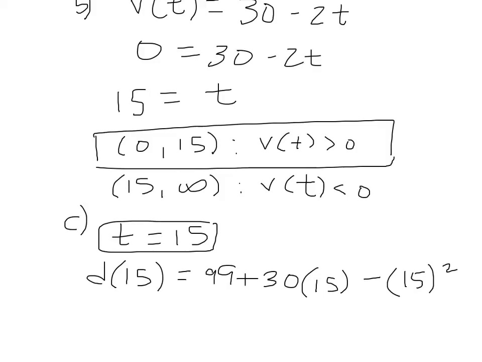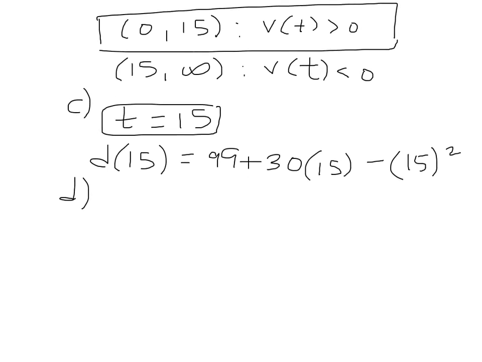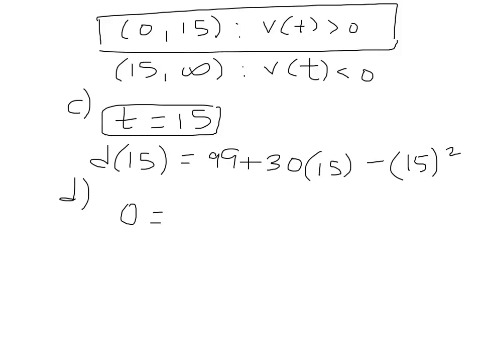We're good? Anything else? When will he be back down at the bottom of the hill? Part D. If you're back down at the bottom of the hill, what do you know? Zero. Your position away from the bottom of the hill would be 0. So all you have to do is set 0 equal to that position. Oh, wrong column. No worries.